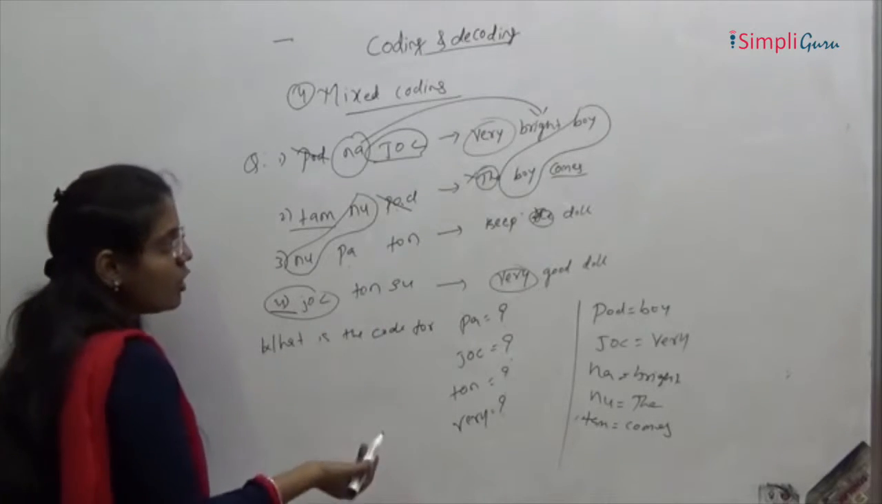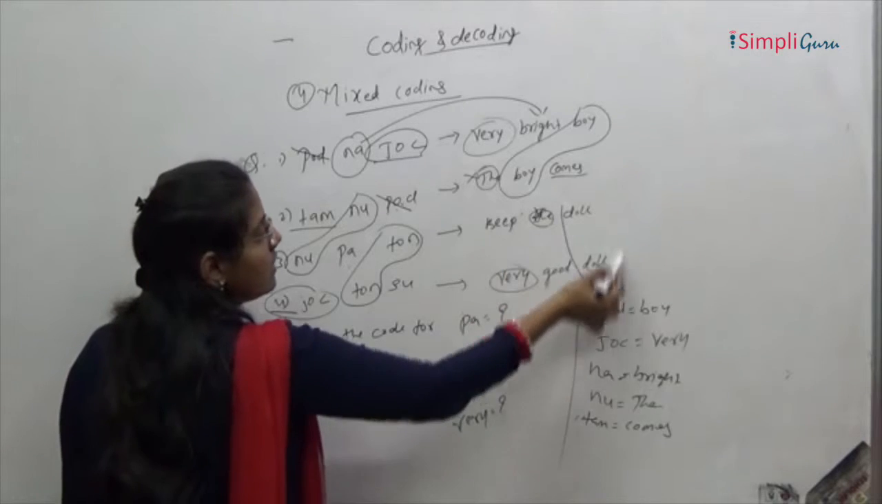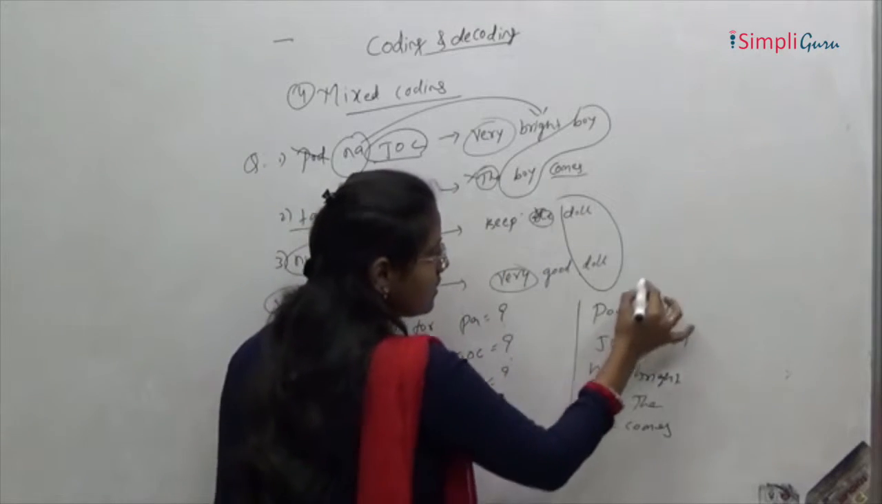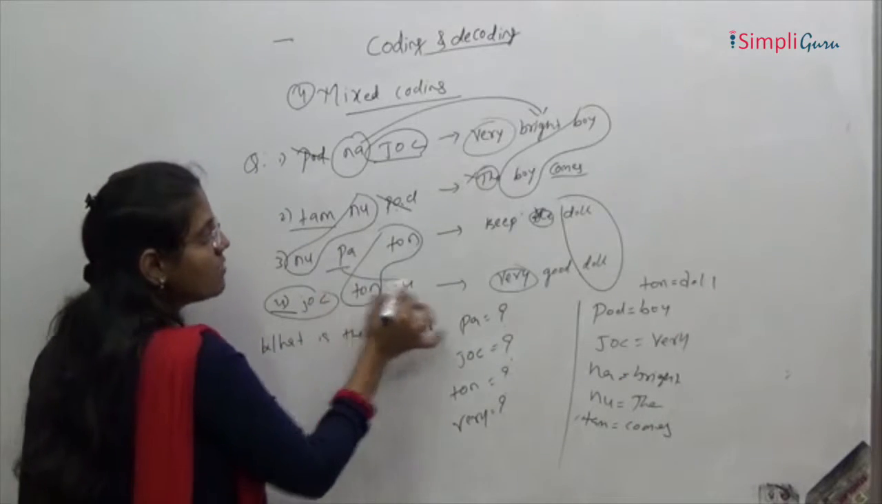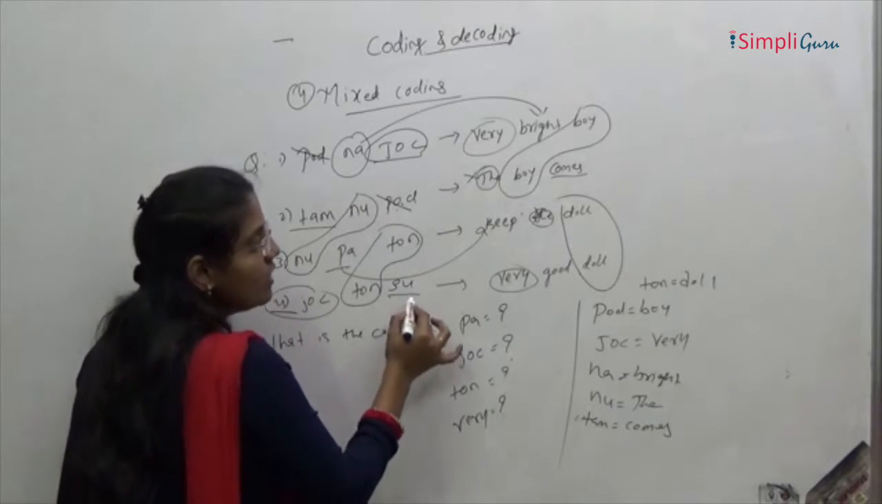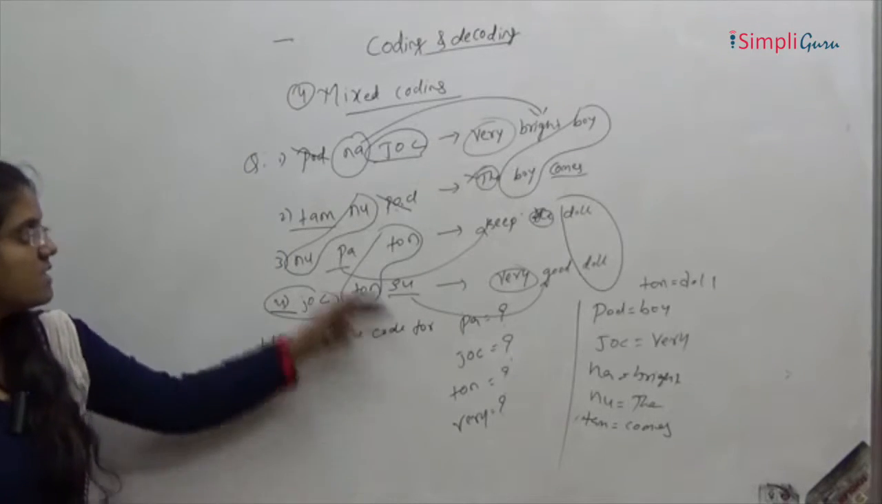So what about pa? Pa will not be repeated, but ton is repeated. Here the repeated word is doll, so ton is coded as doll. The left out is pa, so pa will be coded with keep, and the left out word is coded with good. This is how we have to calculate the coding for these questions.